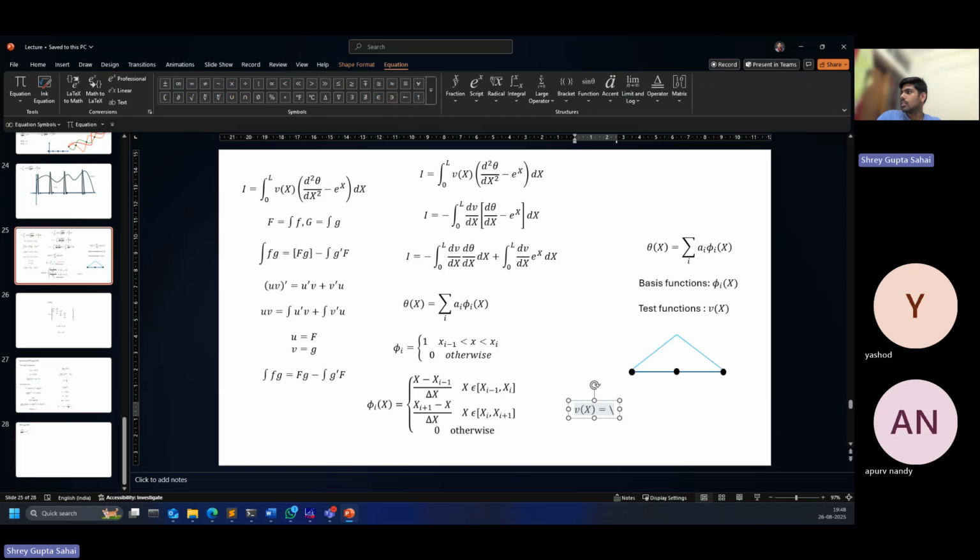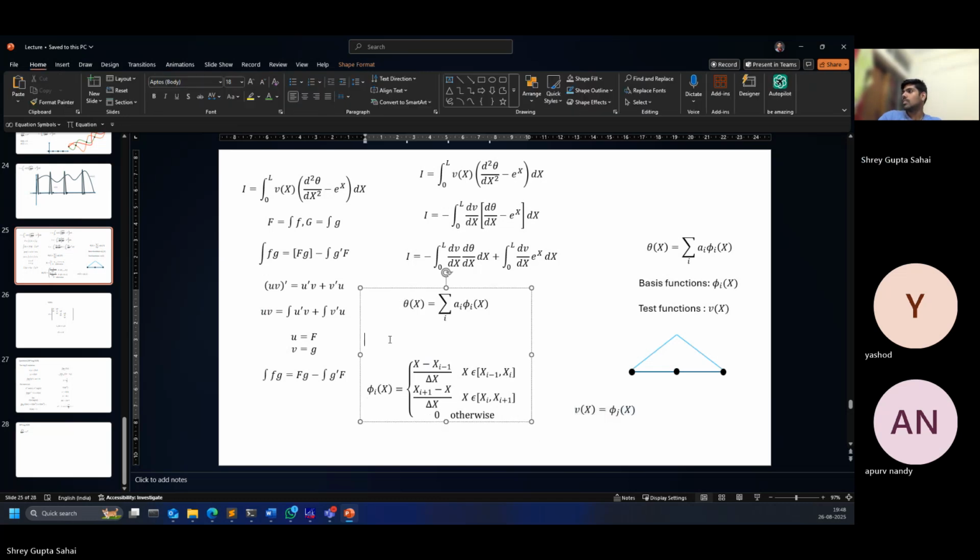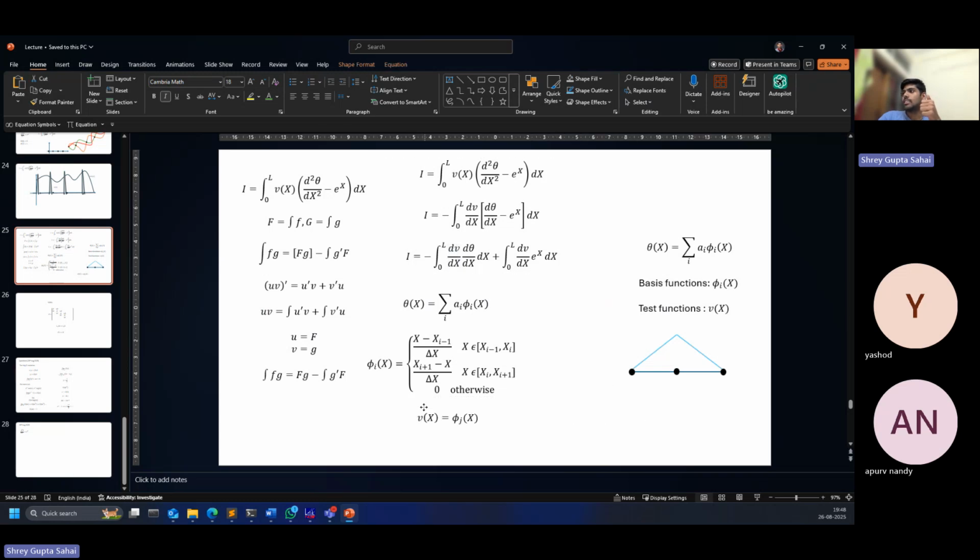Will be phi of j of x. And this i and j are different. So we actually have to solve for different i and j's, where i and j will go from 0 to 1. Are you able to understand why I wrote this and this?